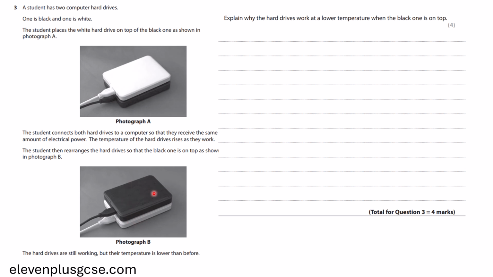In this case here, most of the heating is going to come from the black one, and that's going to be radiated into the atmosphere or in the space. It's going to be dissipated in the environment, as you can see. So photograph B is going to feel a bit cooler compared to A. Okay.